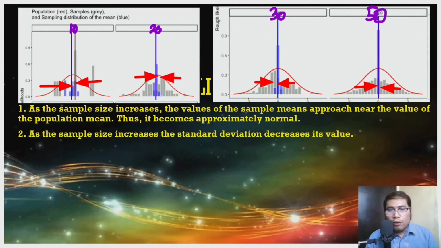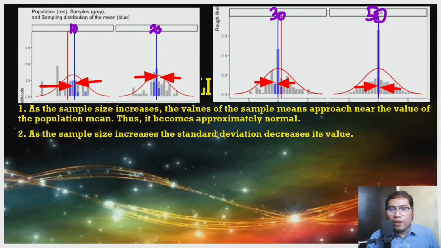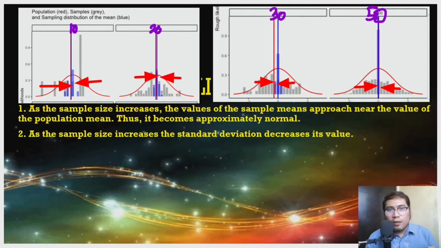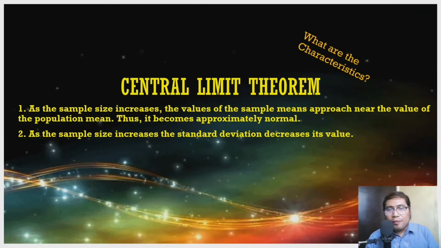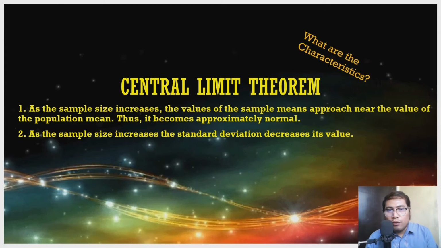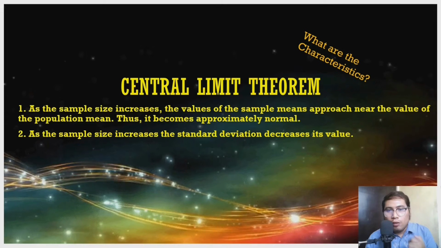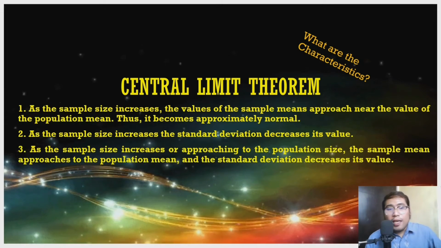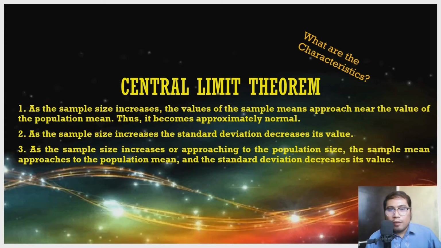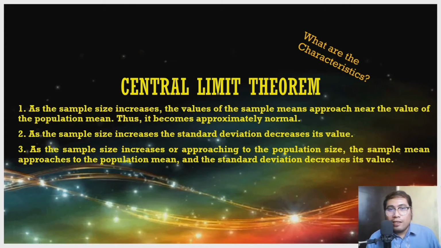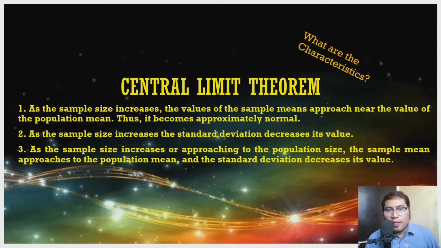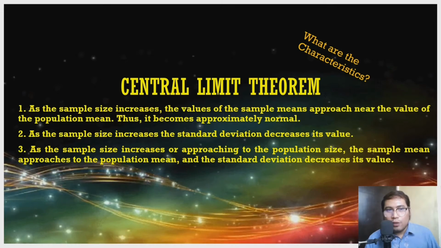Next, number 2. As the sample size increases, the standard deviation decreases its value. So as the sample size increases, the distance of the scores to the mean becomes closer. So it becomes more homogeneous. Number 3. As the sample size increases or approaches the population size, the mean approaches the population mean and the standard deviation decreases its value. So therefore, these characteristics imply the true definition of the central limit theorem.